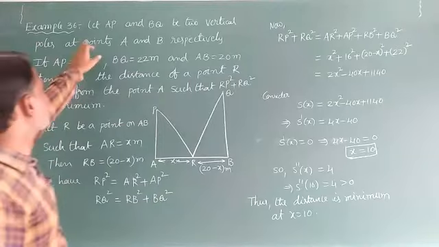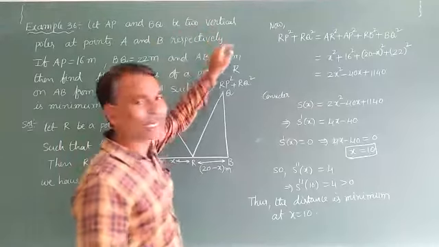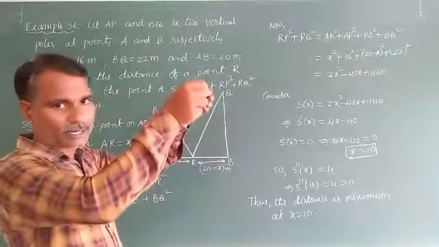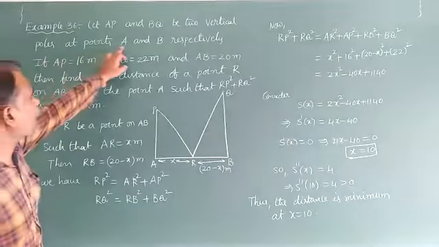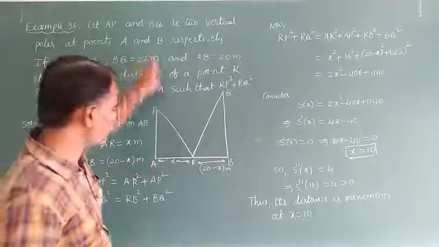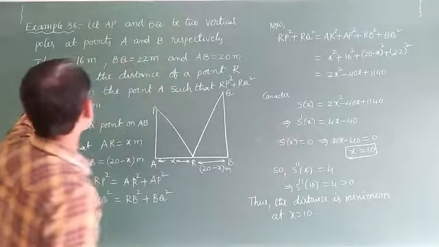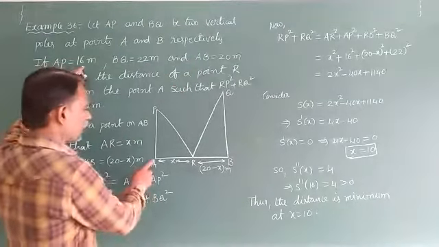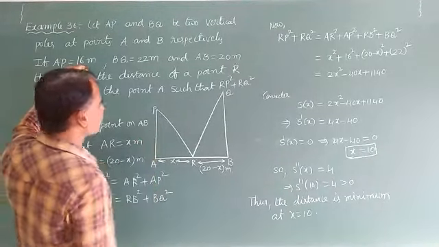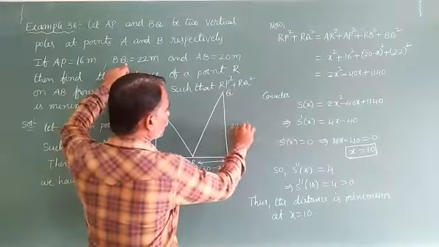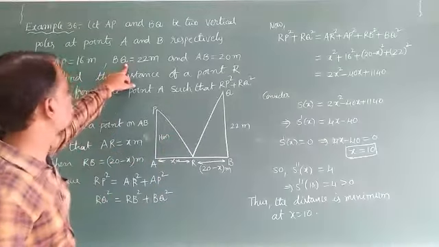Example 36. What is he saying? Let AP and BQ be two vertical poles. Vertical means like this. These two are vertical poles at the points A and B, that means the poles stand at A and B respectively. AP is equal to 16, the height of the vertical pole is 16 meters. And BQ is 22 meters.